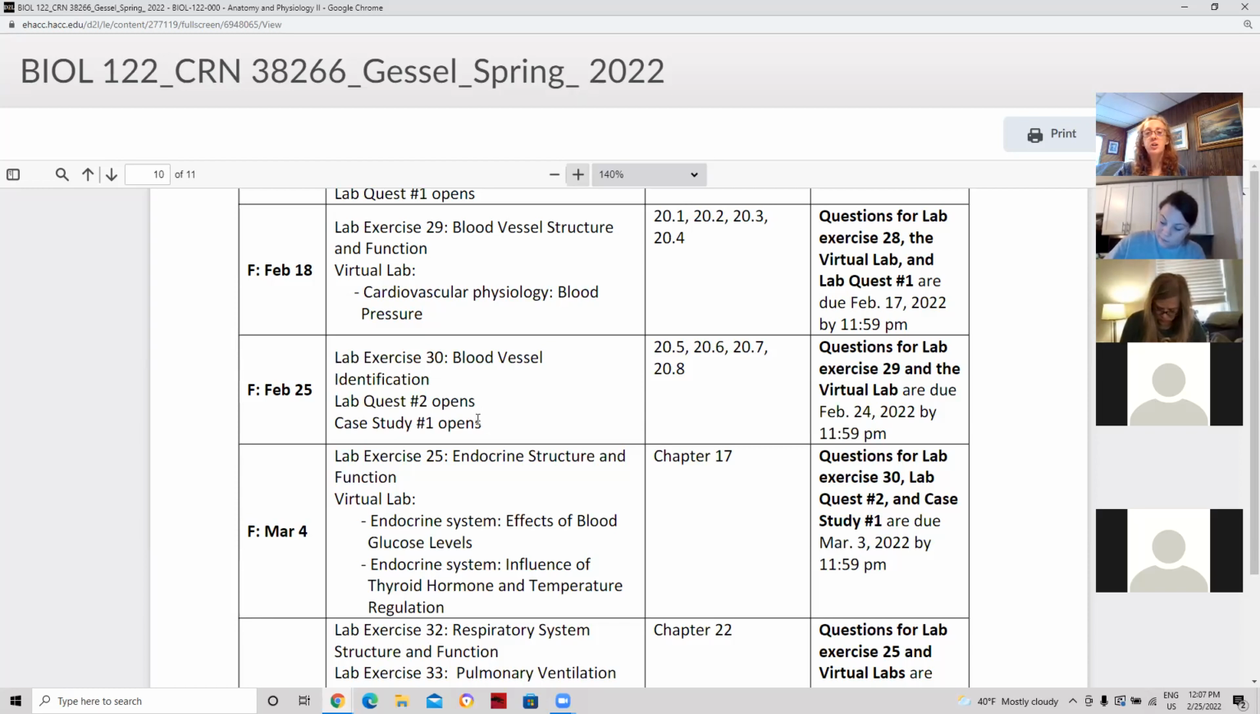Okay. So today's lab quest should be open right now. It will be open through next Thursday night at midnight, and it's covering lab exercise 30 and lab exercise 29.